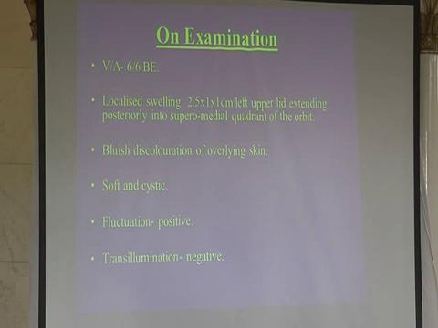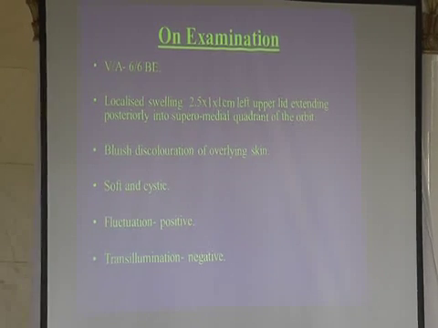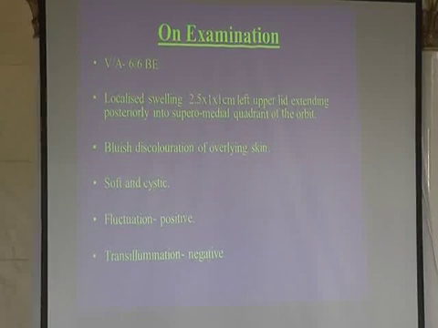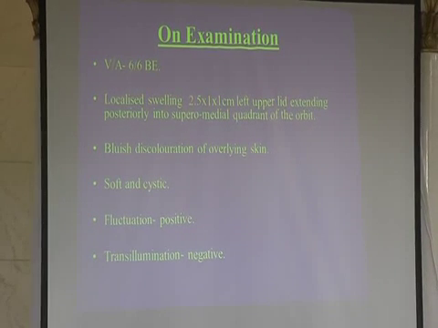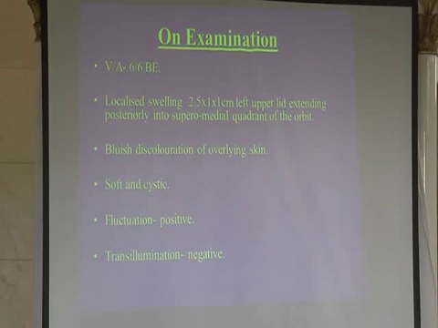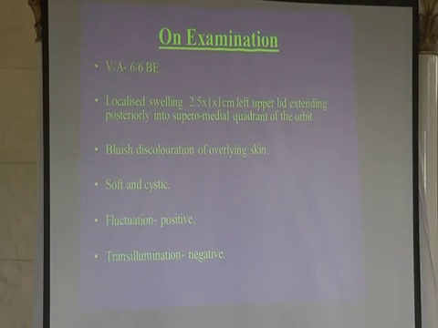The swelling was well localized, measuring about 2.5 x 1 x 1 centimeter in the left upper eyelid, extending posteriorly into the superomedial quadrant of the orbit. There was bluish discoloration of the overlying skin. The swelling was soft and cystic, with fluctuation test positive and transillumination test negative.